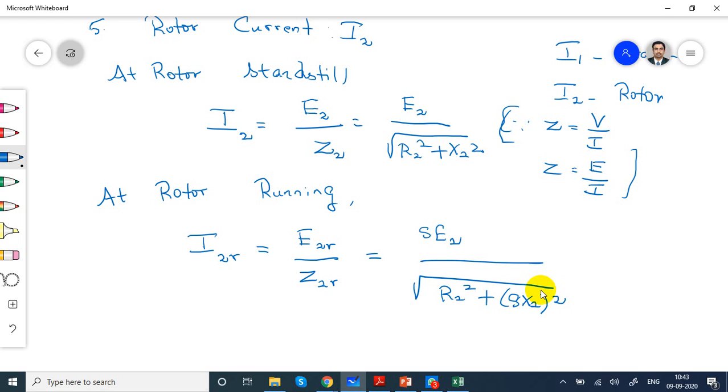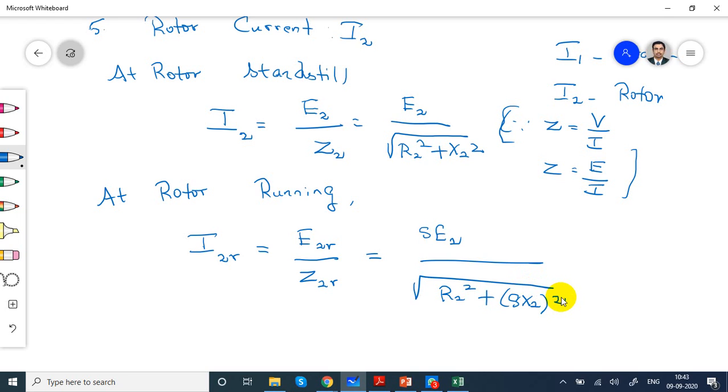The second parameter is the magnitude of rotor induced EMF, that is E2R. The third is the rotor reactance, X2R. The fourth is the rotor power factor, cos phi 2R. The fifth parameter is rotor current, I2R. In the next class I will explain how to solve the problem using these 5 parameters. This is one 20 mark question, a big question.